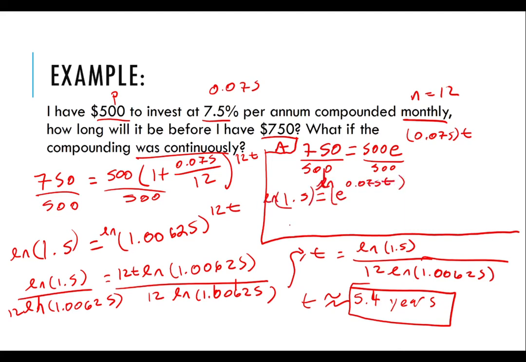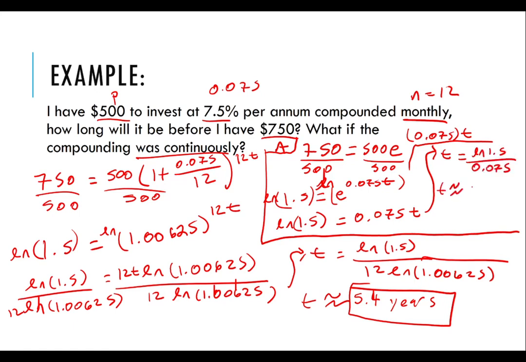But when I take the natural log of both sides, then I get that the natural log of 1.5 is equal to, well, 0.075t comes out front of the natural log, and then natural log of e is 1. This is then 0.075t. Divide both sides by 0.075, and we're going to get that t is equal to the natural log of 1.5 divided by 0.075, which I get is approximately 5.4 as well. Now it does end up being slightly less. If you check that calculation, you'll see that it actually takes a little bit less time, but not much.